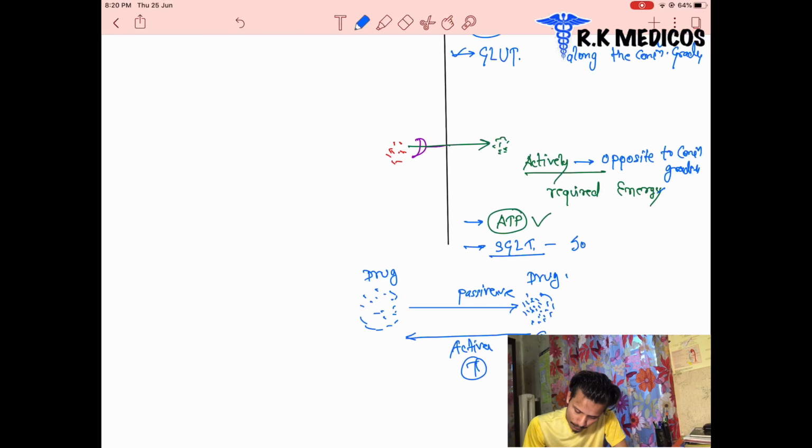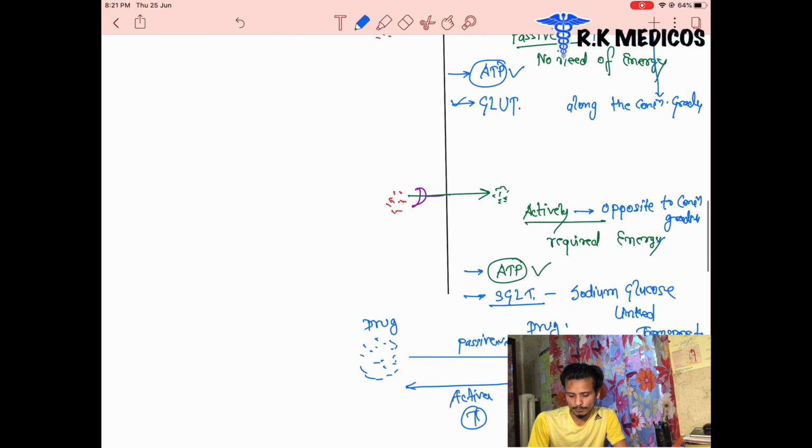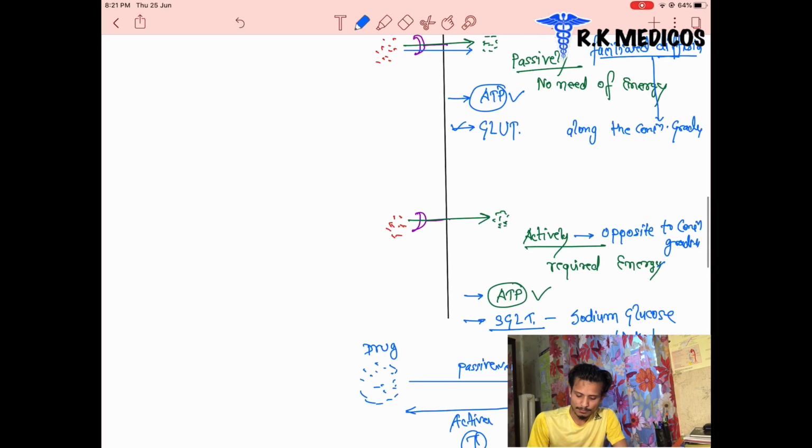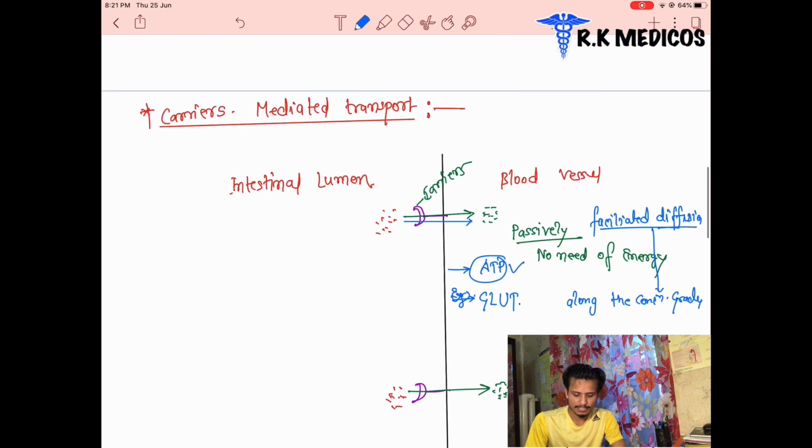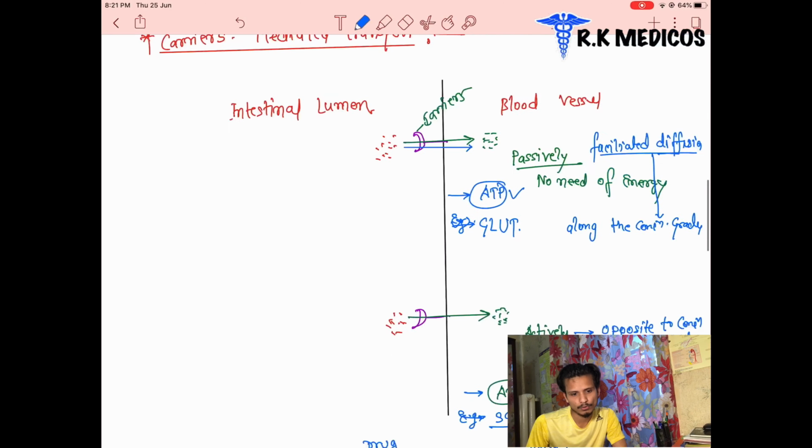SGLT is responsible for the sodium glucose linked transporter. Type one is the glucose transporter. Okay, these are the two types of receptors, and these are examples of them. And is ATP required or not? Facilitated diffusion. They are carrier mediated transport.